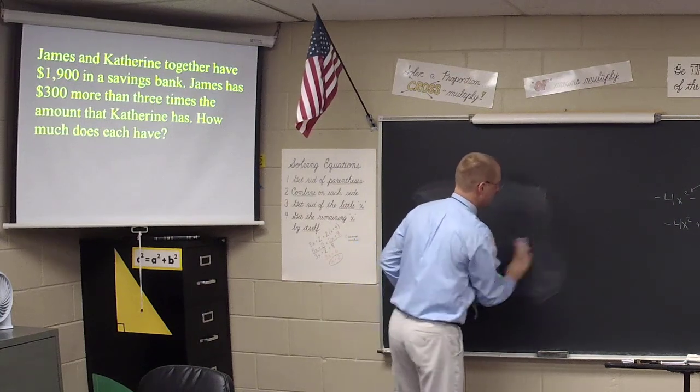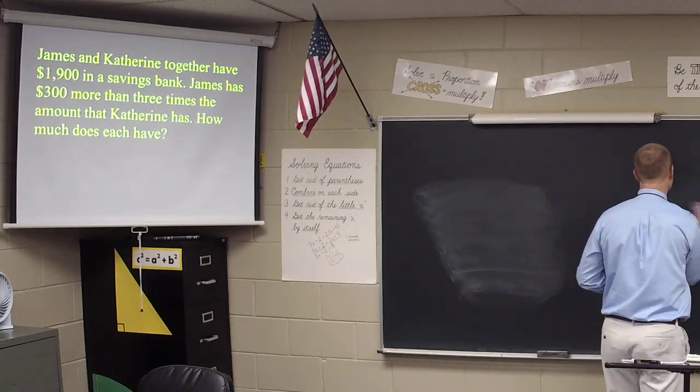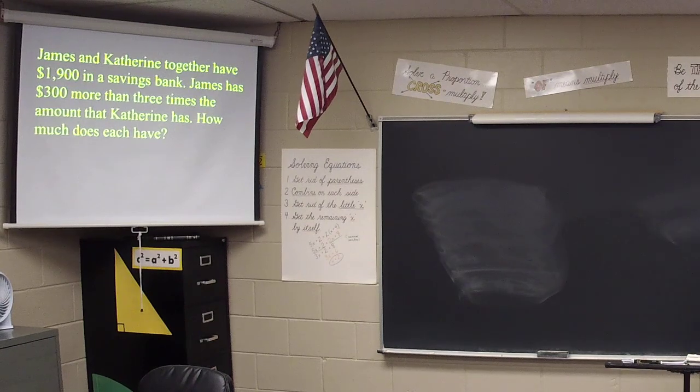James and Catherine together have 1,900 in savings. James has 300 more than 3 times the amount that Catherine has. How much does each have?